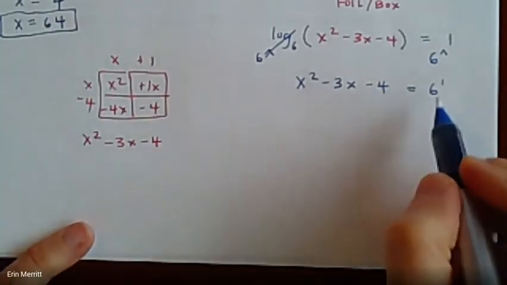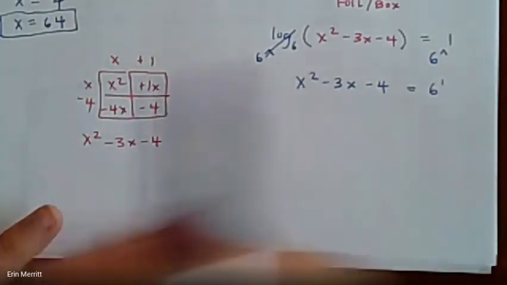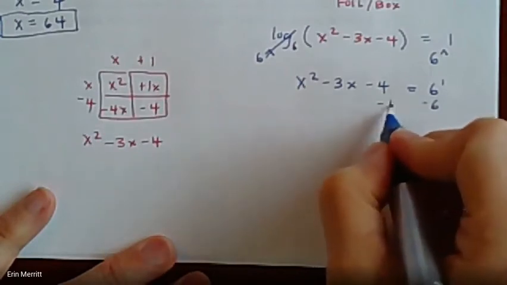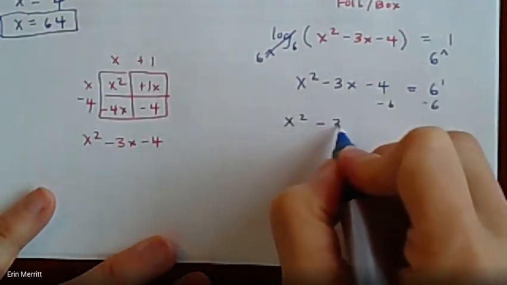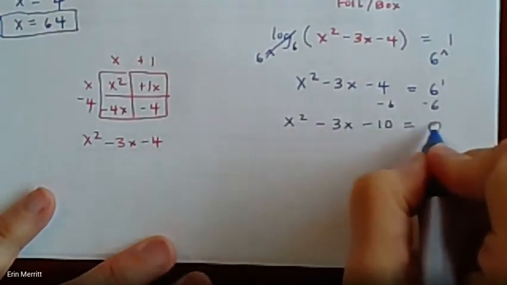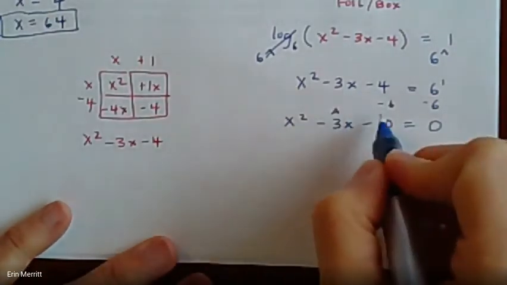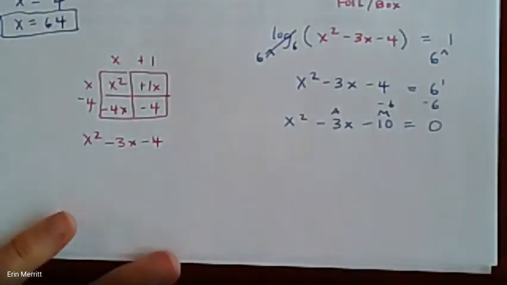For quadratics, we always get them equal to 0 and then factor. So subtract the 6 over. So you get x squared minus 3x minus 10 equals 0. And then it's a little add-multiply guy.